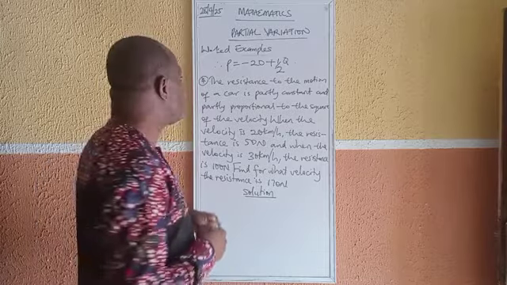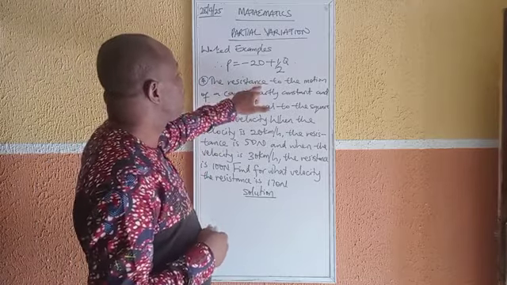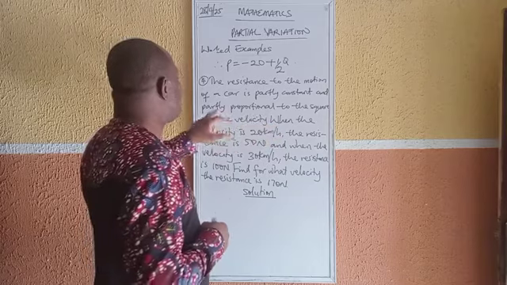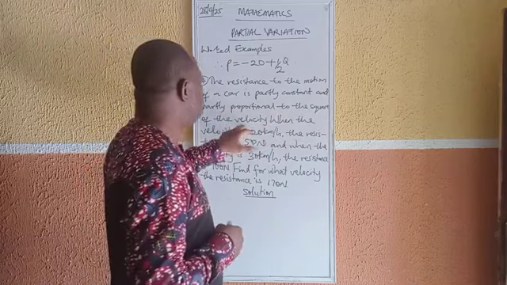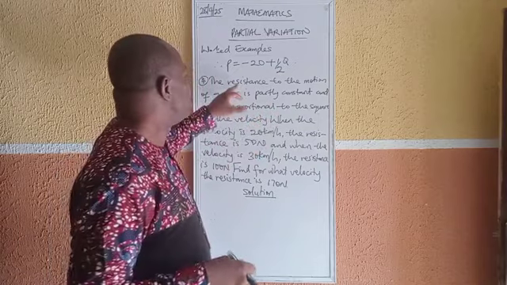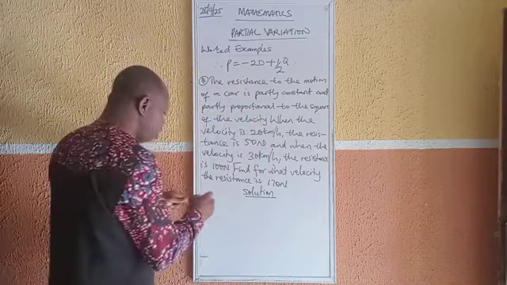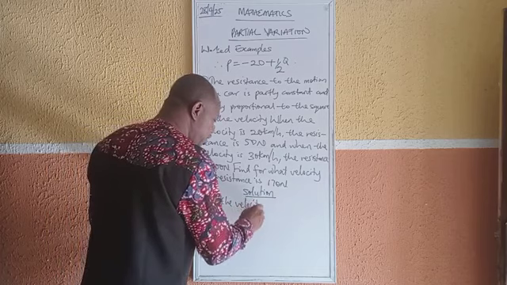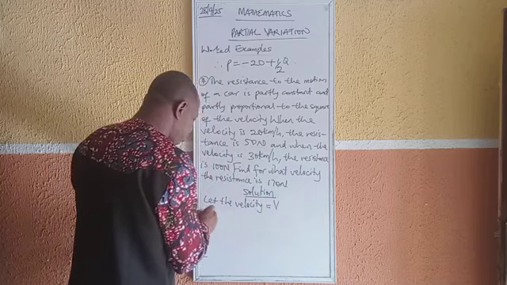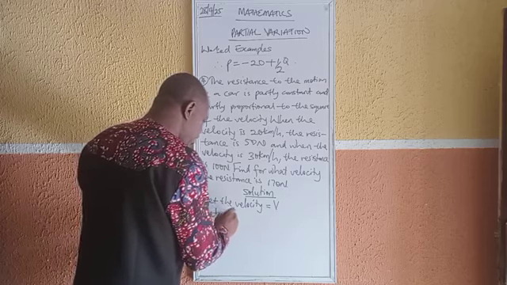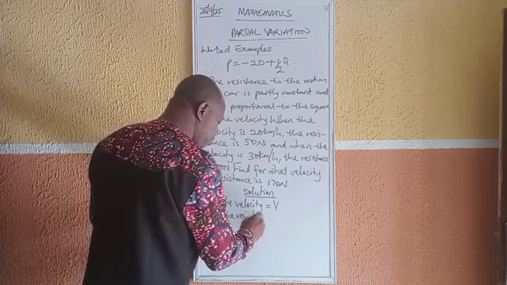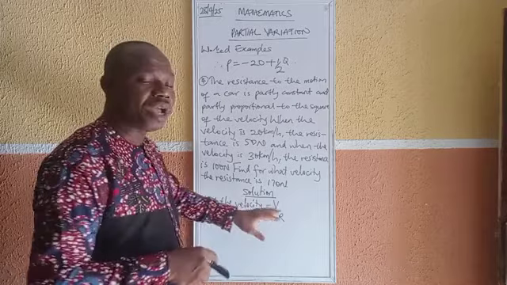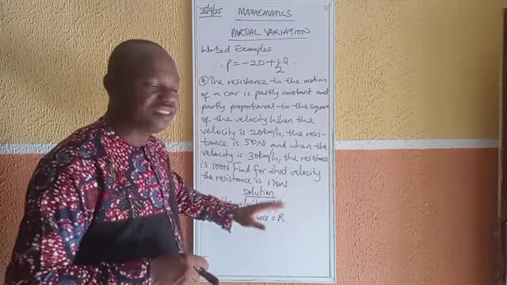Identify the quantities. What are the quantities here? The resistance to the motion of a car is partly constant and partly proportional to the square of the velocity. So there are two quantities here, resistance and velocity. So first, let velocity be V. Let the resistance be R. We have identified the quantities here.